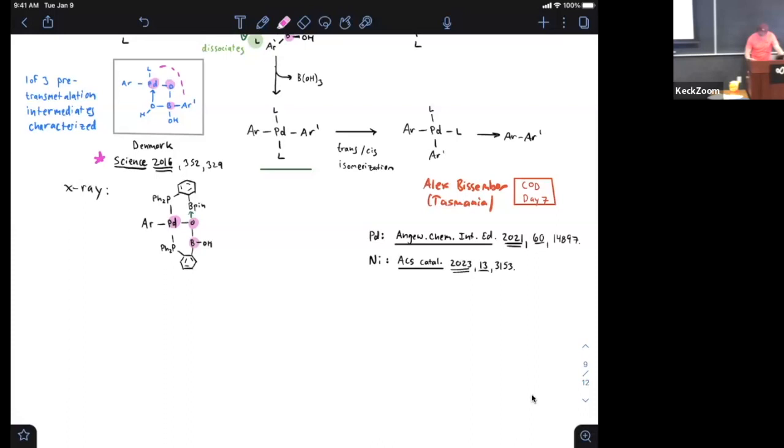And then very recently, I think just a couple of weeks ago, they were able to extend the same concept to characterize pre-transmetallation organonickel complexes as well.